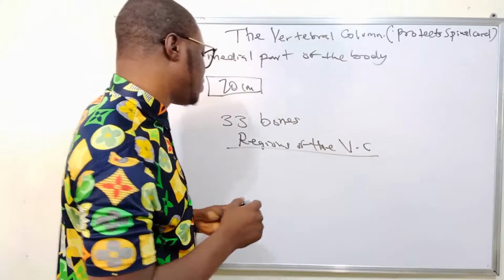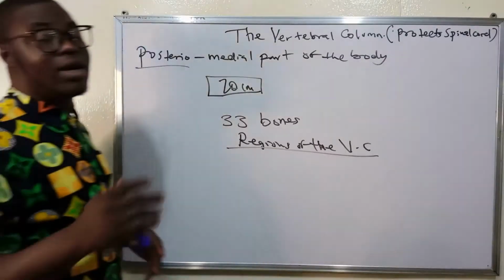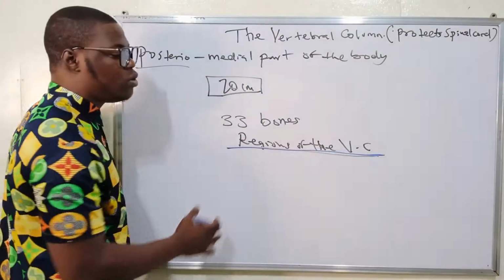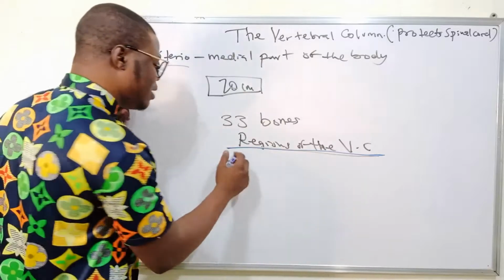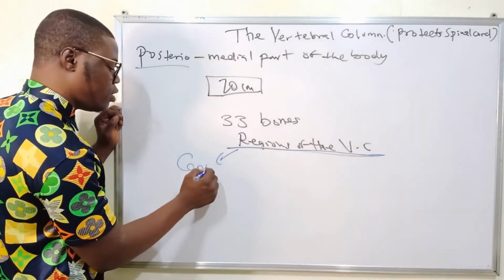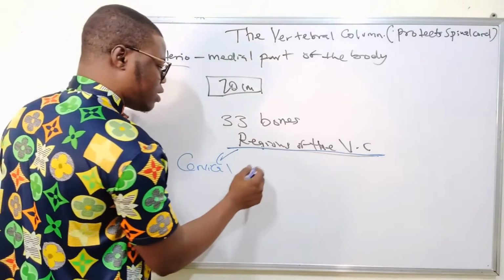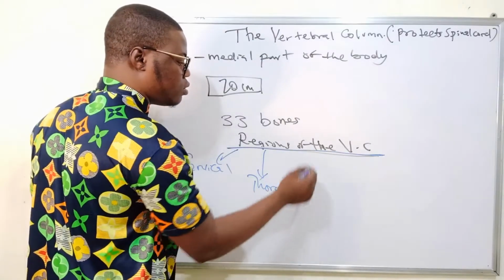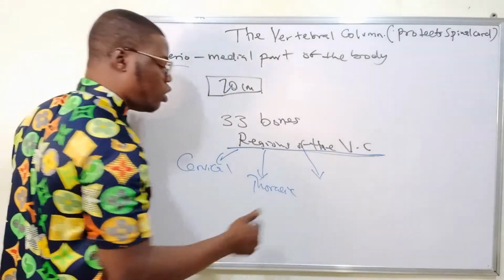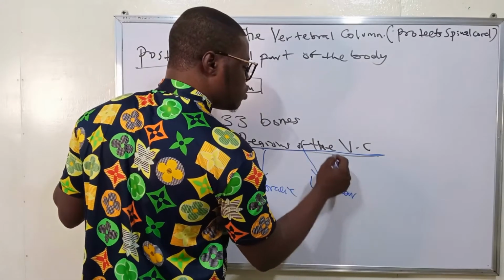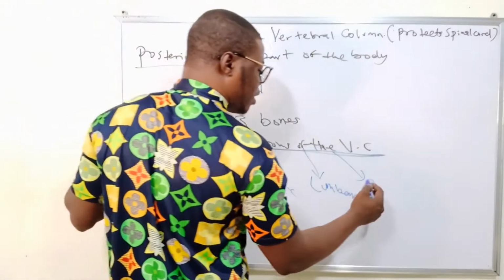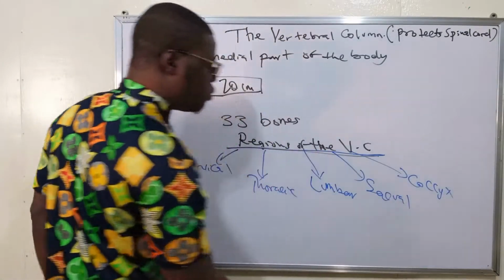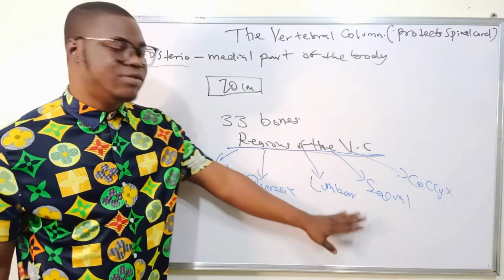So let me quickly change my marker so we can continue. Very simple, please. Thanks for staying tuned. Now, these are the regions of the vertebral column. We have the cervical vertebra. After that, we have the thoracic. After that, we have the lumbar. After the lumbar, we have the sacral. And finally, we have the coccyx. So now, these are the regions of the vertebral column.